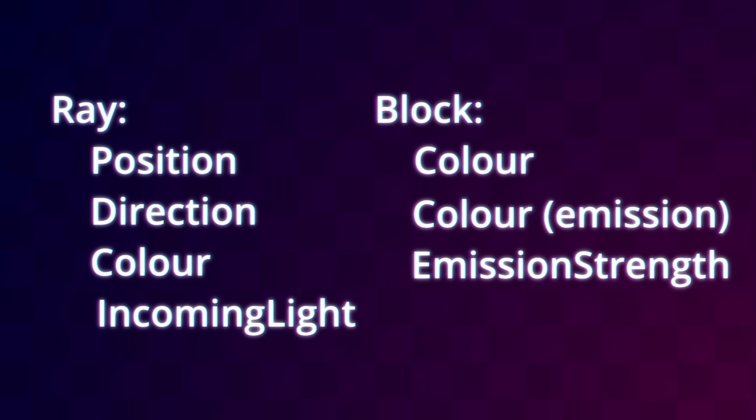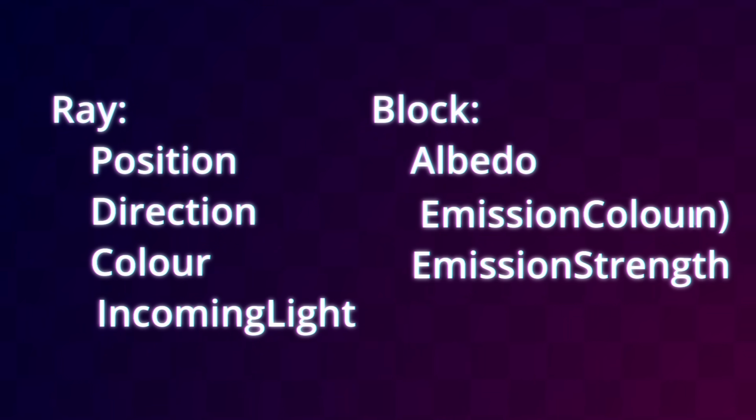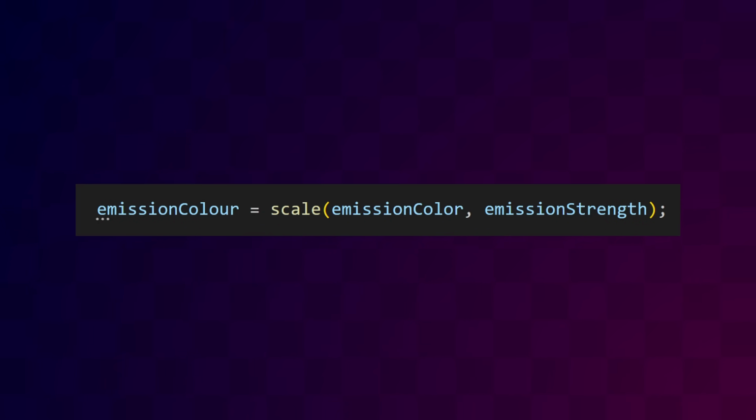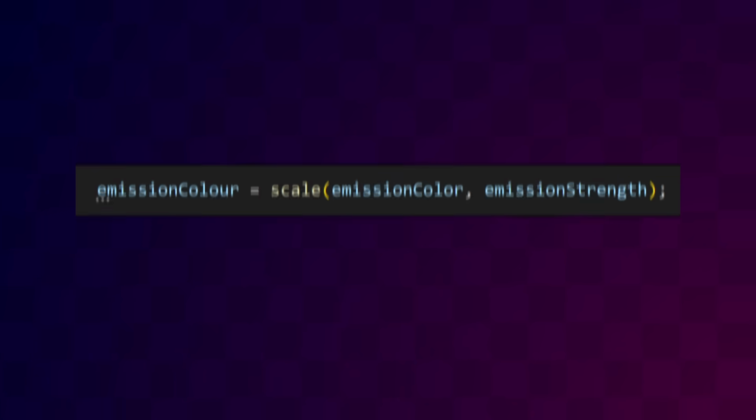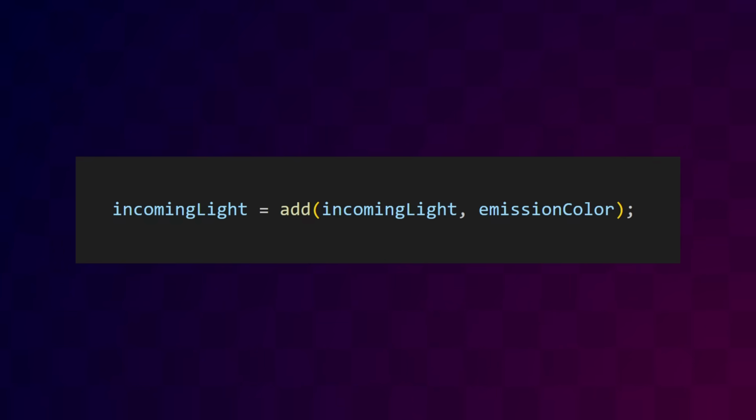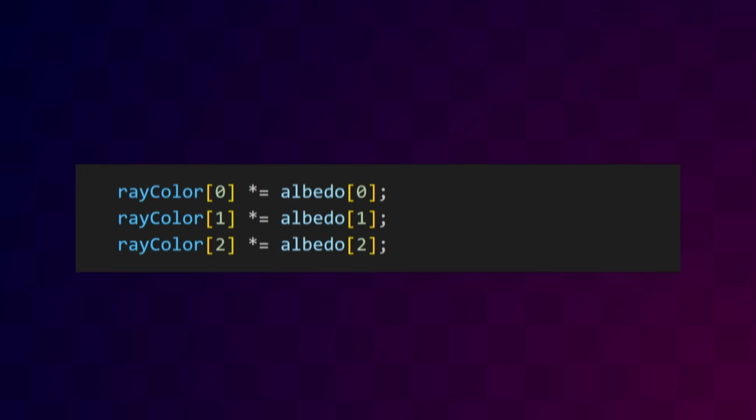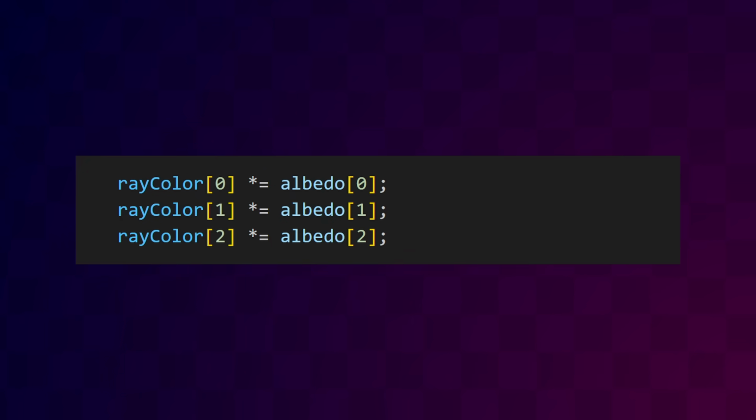An important distinction here is between the color of the block we're getting from the texture and the color that it emits, which can be different. The color of a block that's used for absorbing light is called its albedo, and the color it's emitting is the emission color. When a ray bounces off a block, we need to start by taking the light that's being emitted by the block, which is the color it's emitting scaled by the strength of the emission. We multiply it by the color of the ray and add the result to the ray's incoming light. Then we need to simulate the light the block's absorbing, which means multiplying the ray's color by the block's albedo.